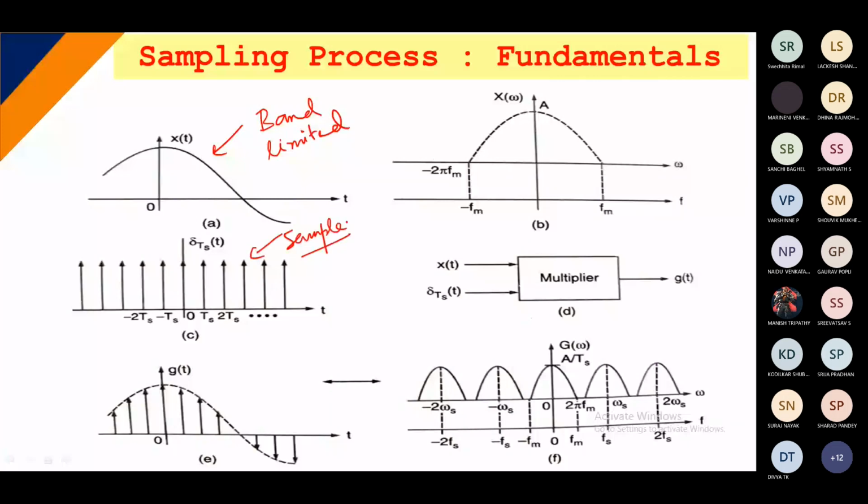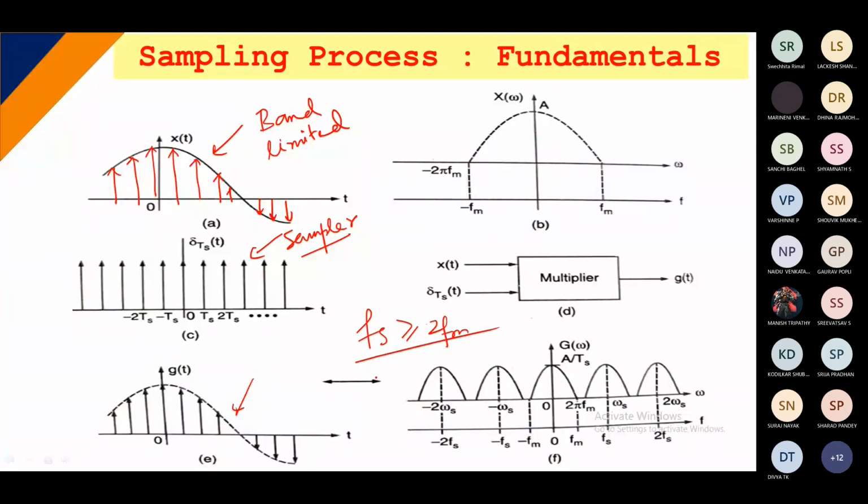The sampler is basically an impulse train, and when it gets multiplied with the signal, you can clearly observe it will go on like this, like this. And you can also observe that by keeping the condition fs greater than or equal to 2 fm, what we are achieving is that we are sampling the data.